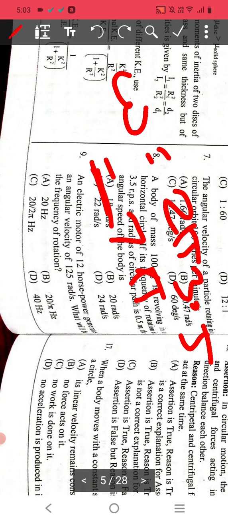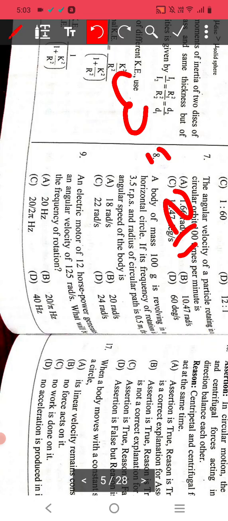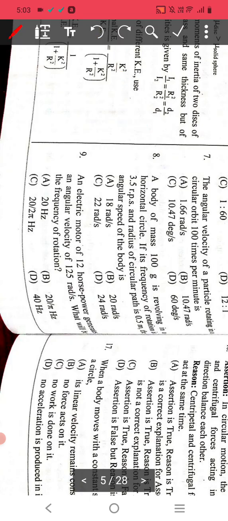Ninth question, let me clear the screen. An electric motor of 12 horsepower generates angular velocity 125 radian per second. What will be the frequency? Here the 12 horsepower power value is not required. What will be the frequency?